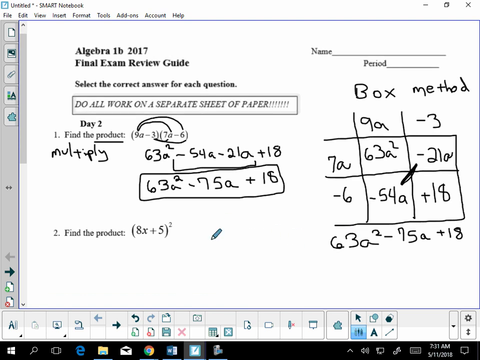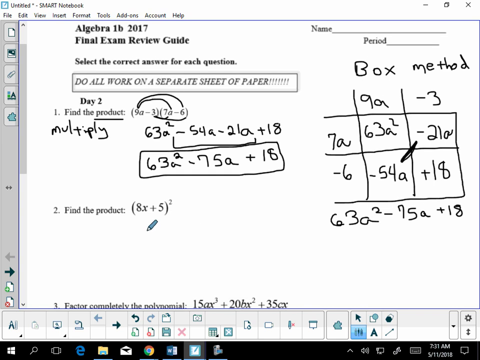All right, let's look at number 2. Okay, again, I see that word product. And as soon as I see the word product, I want to think of multiplication. I'll tell you right now, the biggest mistake people write is 64x squared plus 25. And I can pretty much guarantee that will be one of the choices on the final, but that is an incorrect choice. That square means that you're taking it times itself, but we're taking that binomial times itself. Don't square the individual terms.